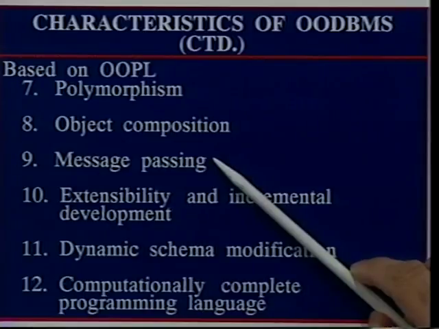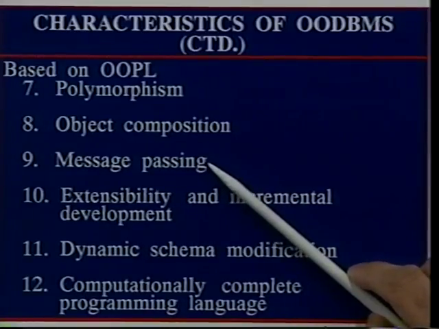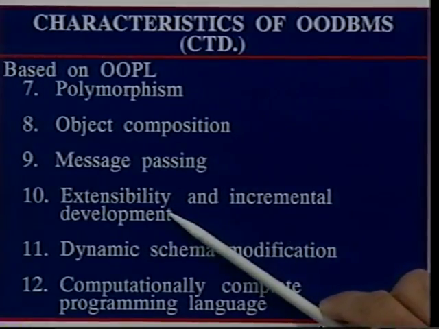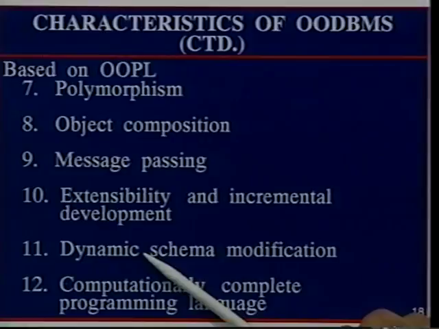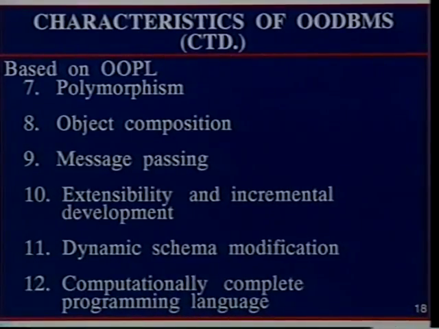Object oriented systems, as we have seen before, help in the process of message passing. They are extensible and help in the process of incremental development. Some languages help in dynamic schema evolution, and finally, object oriented programming languages are computationally complete programming languages, and object databases so have the facility or the advantages of these computationally complete programming languages.